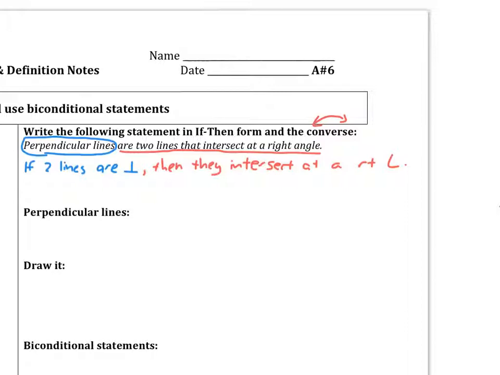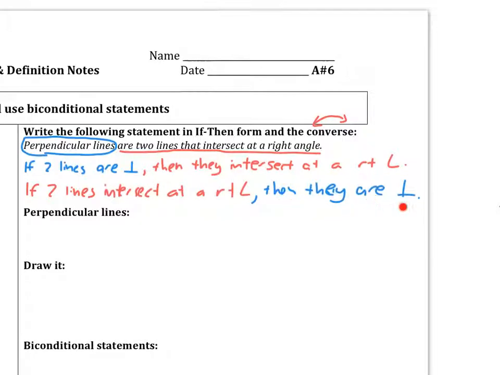So what is the converse? Well, we just flip those two pieces. If two lines intersect at a right angle, then they are perpendicular.